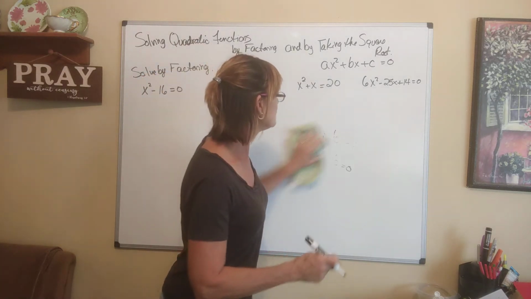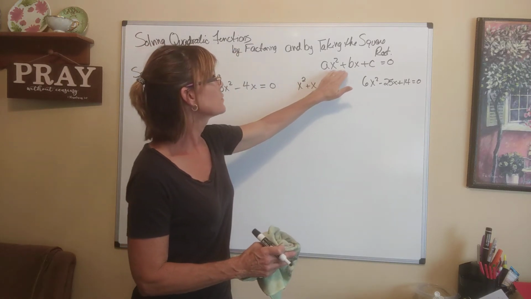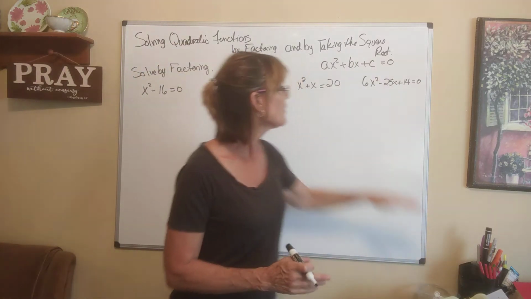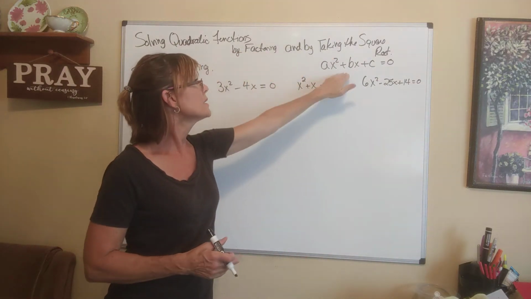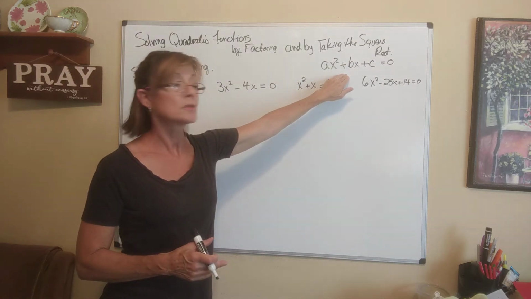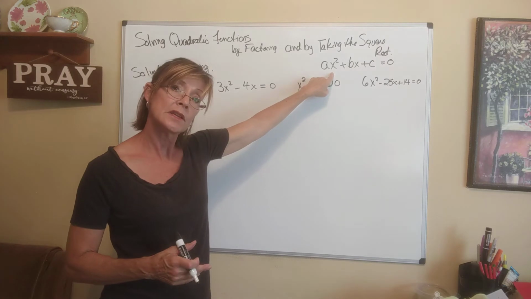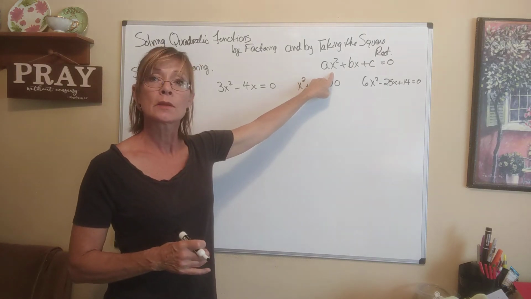Okay, so the first step to solving a quadratic equation, ax squared plus bx plus c equals 0, is to have a 0 on the right hand side. What makes this quadratic as opposed to linear is this power right here. The highest power of any variable that we see is a 2. That's what a quadratic function is, and that's what we're going to be talking about.